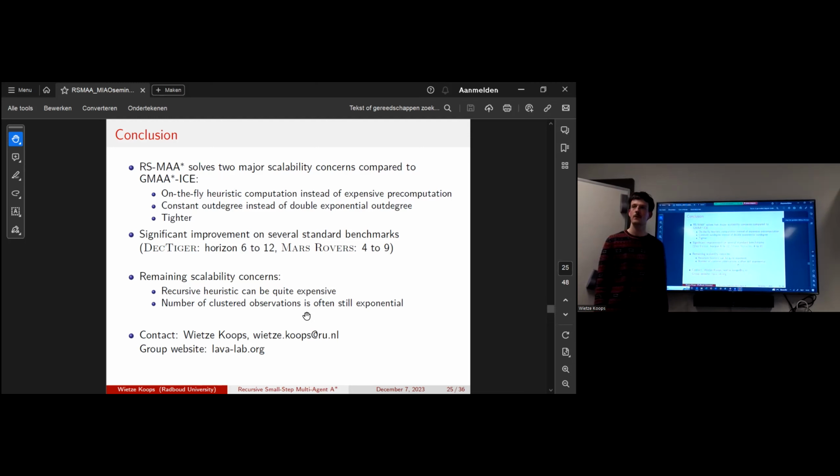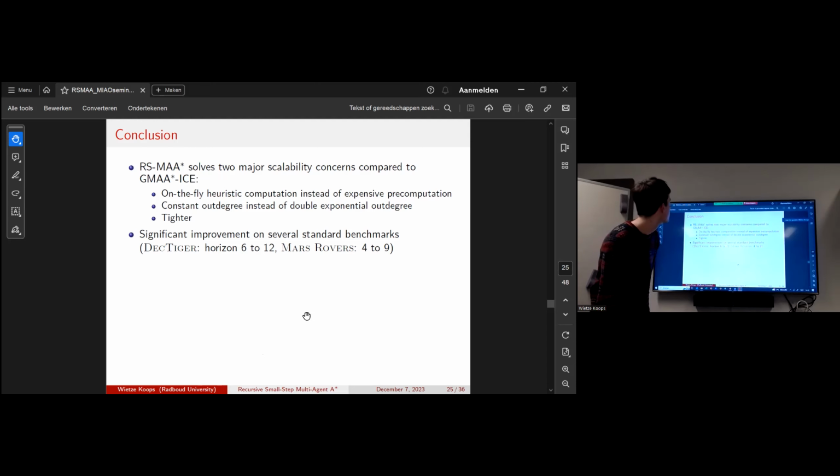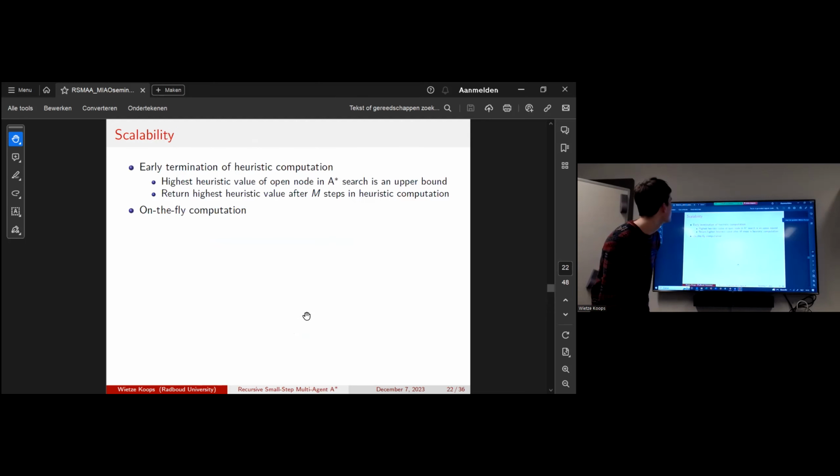Any questions? Yeah, maybe on the 22nd slide where you talk about early termination. How do you choose that constant m? Is it sort of parameter tuning, or do you do it automatically or hand tune it each time? Hand tune it, it is not, well.